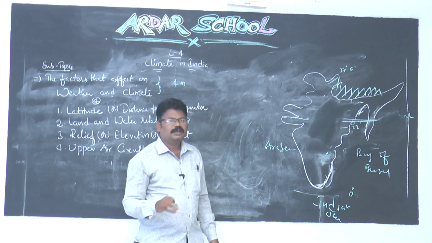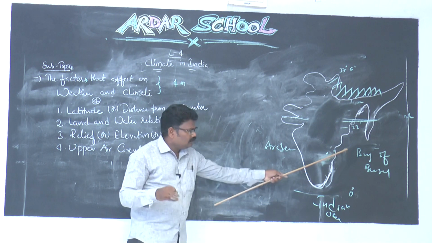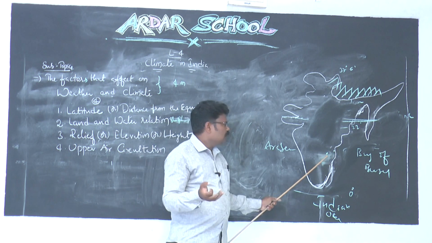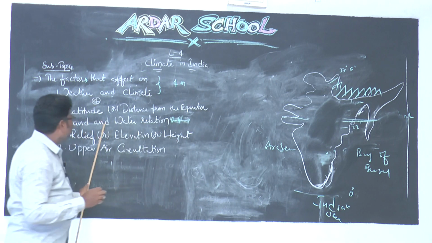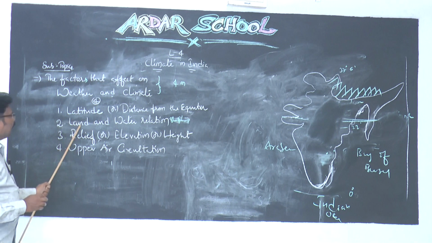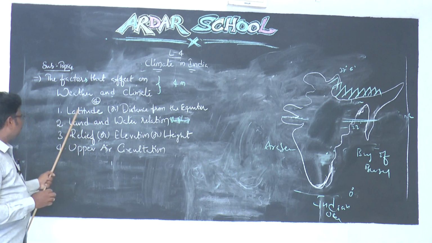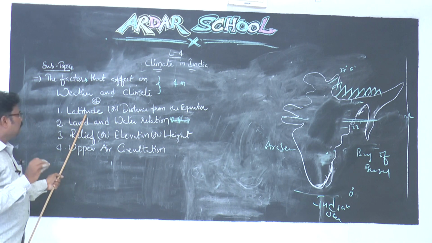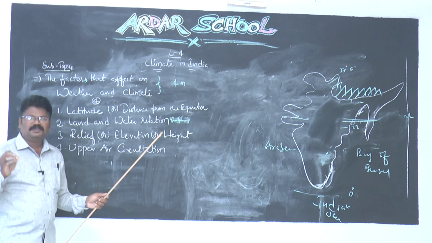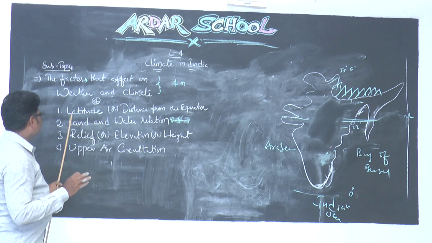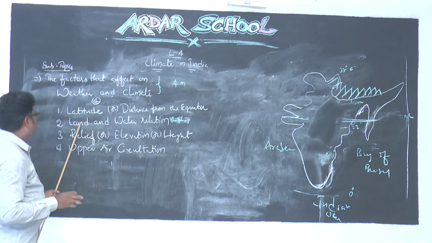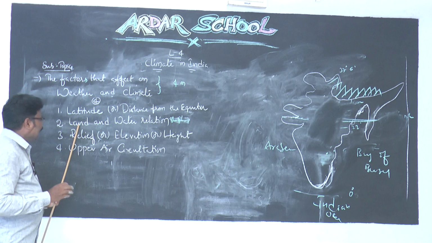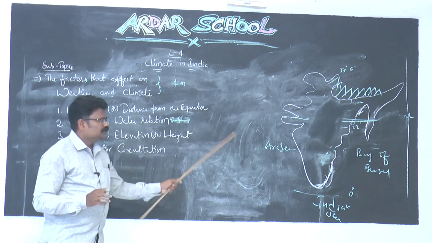So, very, very important: places which are near the sea are cooler than places far away from the water. That is the second important aspect, the land and water relationship. Once again, the first important factor is latitude, or distance from the equator. Once again, repeat: latitude, or distance from the equator. And the second one is land and water relationship.